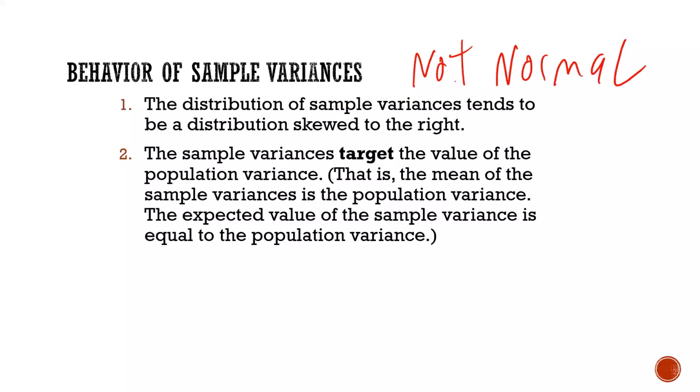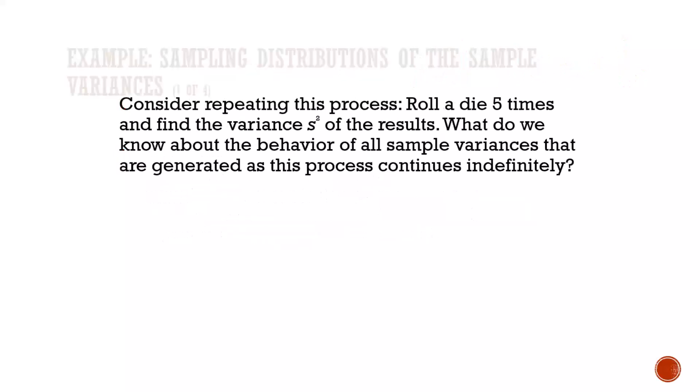The sample variance does target the population variance, though. So let's consider the same process with rolling the dice 5 times, and this time we're recording the variance of the numerical values. So we're not doing the odd versus even thing. So we can use this formula we had to get the population variance, what that should be.